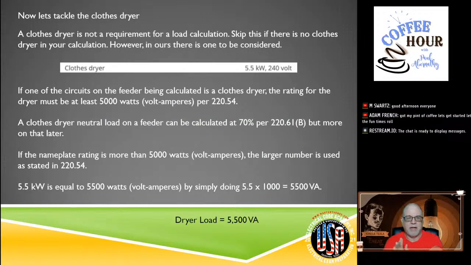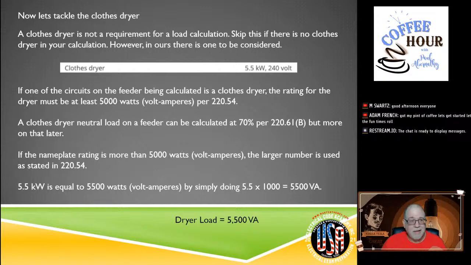Next, let's tackle that clothes dryer. Remember, we're going down the list, banging them out. So now the clothes dryer is not a requirement for load calculation. In other words, if you're on an exam and they don't tell you that there's a clothes dryer, then you don't have to guess at one. Say, oh, I got to add 5,000 for a clothes dryer. Absolutely not. Only if they give it to you do you take it into consideration.